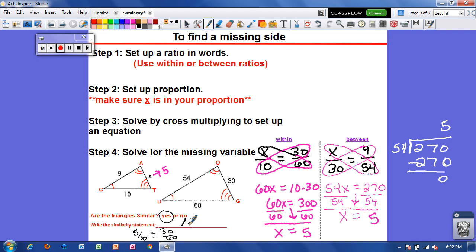That means triangle C-A-T is going to be similar. Now I've got to make sure that my letters match up. So I went bottom left, top to bottom right. So on this triangle I'm going to do the same thing. I'm going to go bottom left, top to bottom right, which is D-O-G. So triangle CAT is similar to triangle DOG.